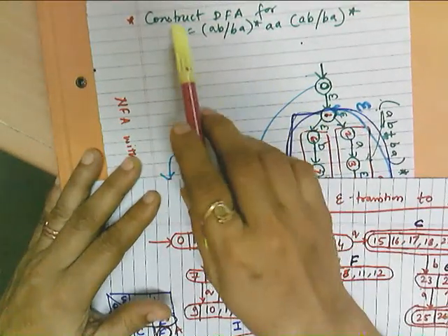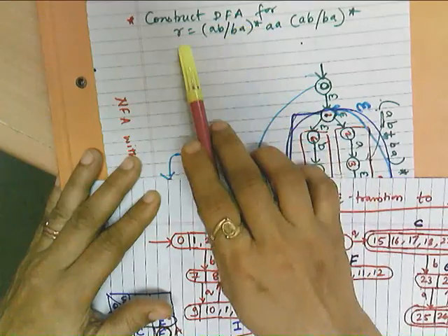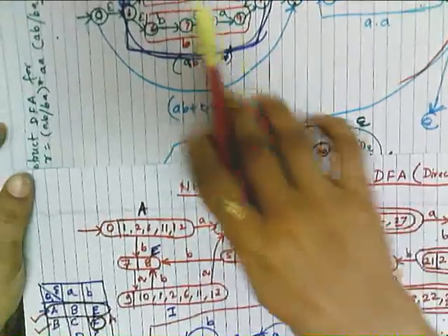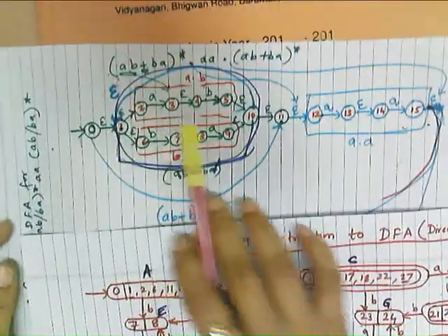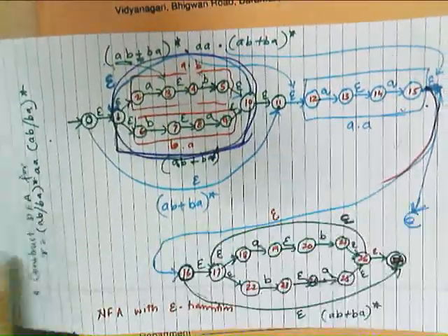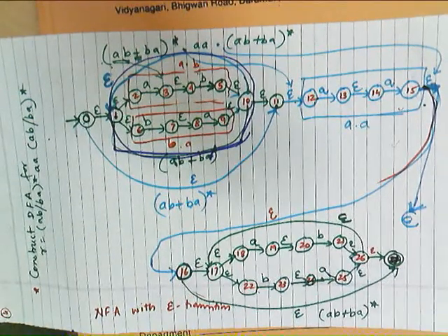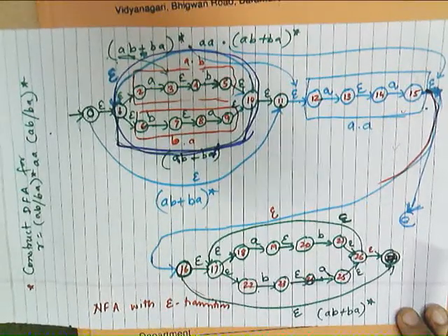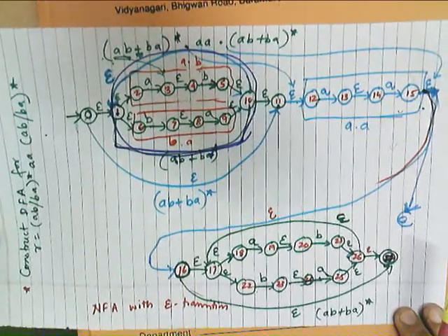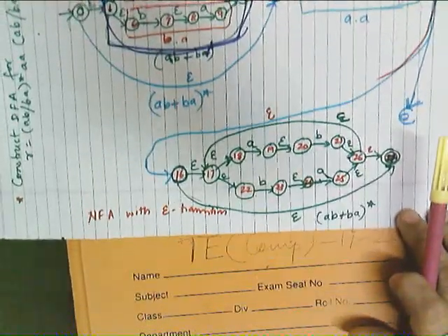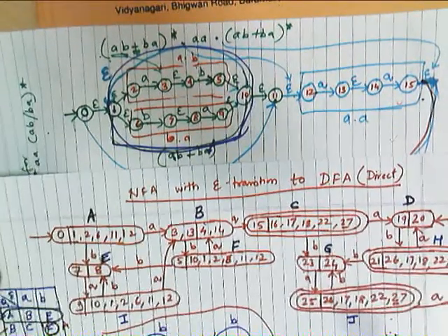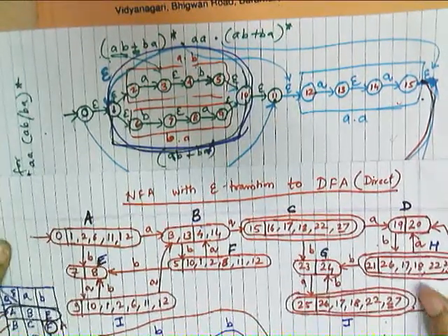So we were discussing the problem construction of DFA for regular expression, this one, and we have drawn as well the NFA with epsilon move for this expression, which is like this. Okay, now since they have asked us to draw the DFA, we need to convert this NFA with epsilon move to an equivalent DFA using direct method.